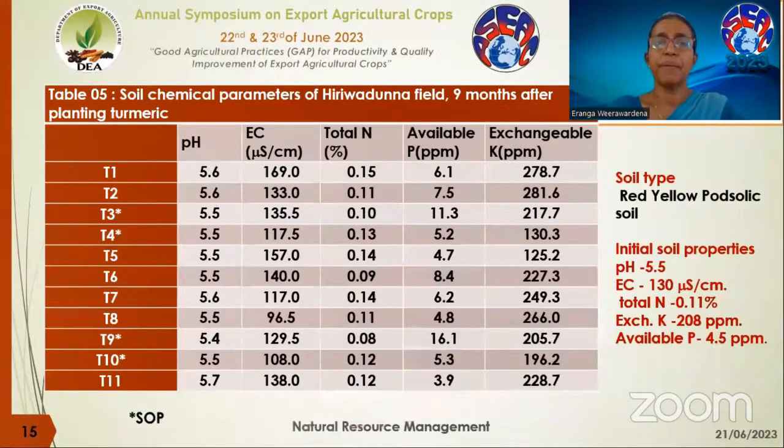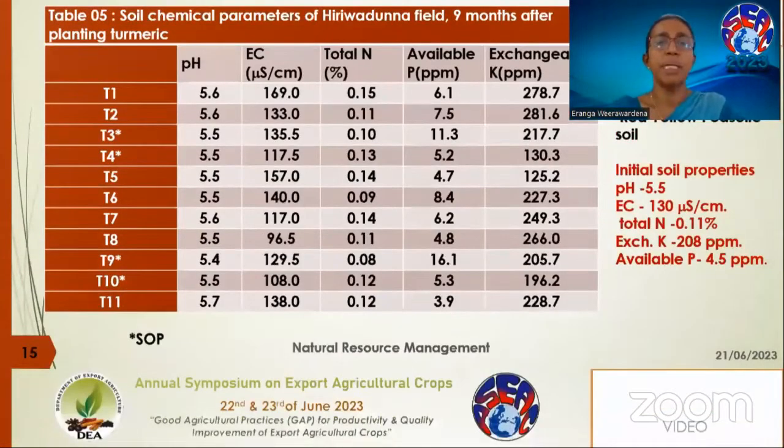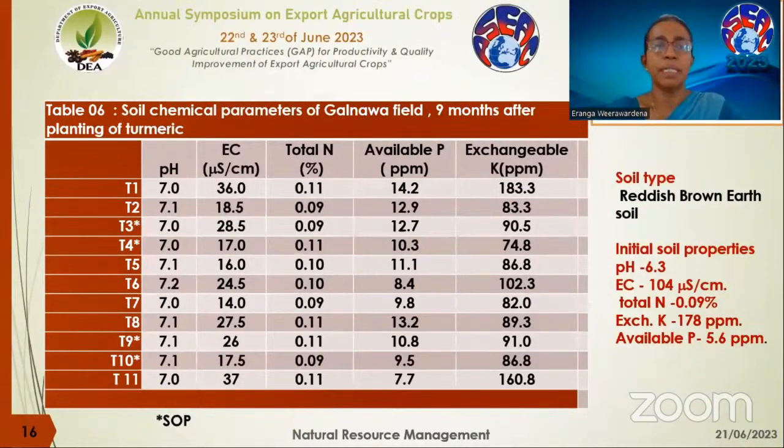When we compare the soil chemical parameters at the Hirivadunu field, we can see a certain amount of nutrients available even after 9 months of growth, compared to the initial soil properties of that field. Similarly, in the Galna field, there is a certain amount of nutrients available, especially K. There is a moderate level of potassium in the Galna field.